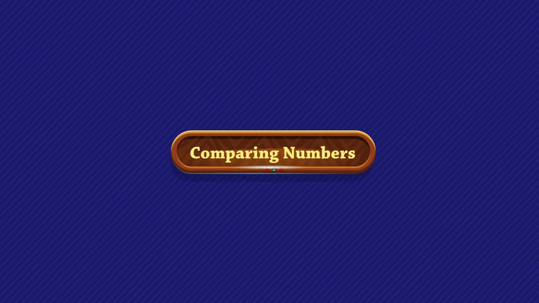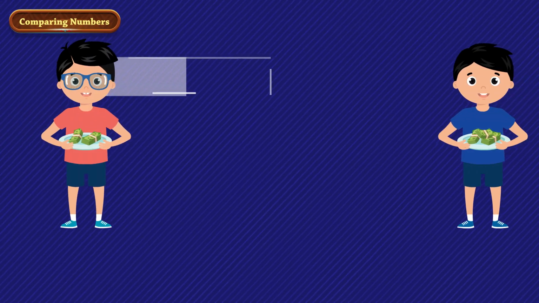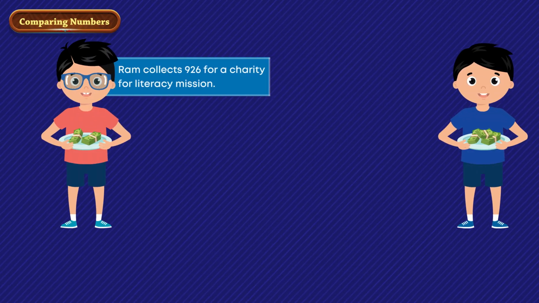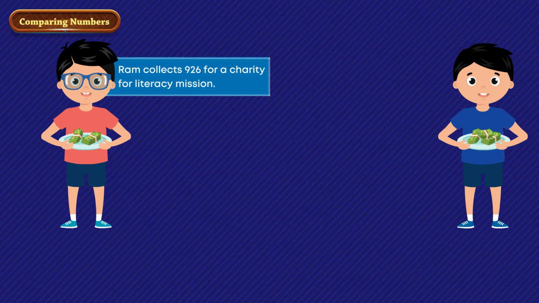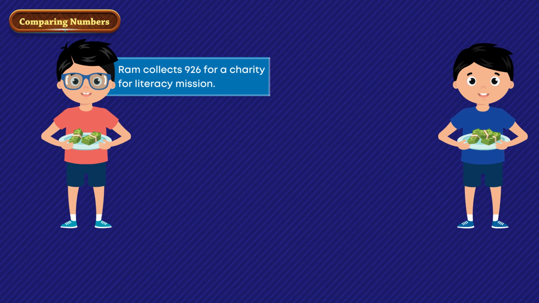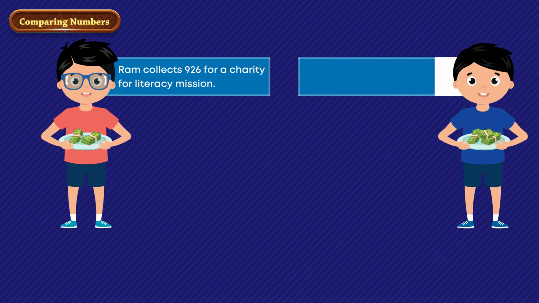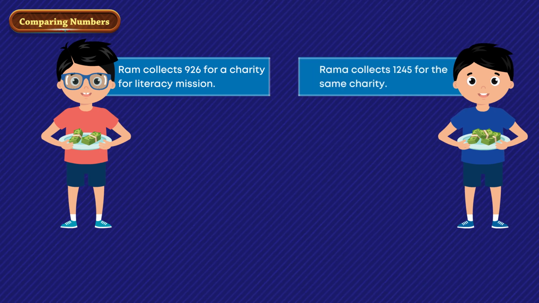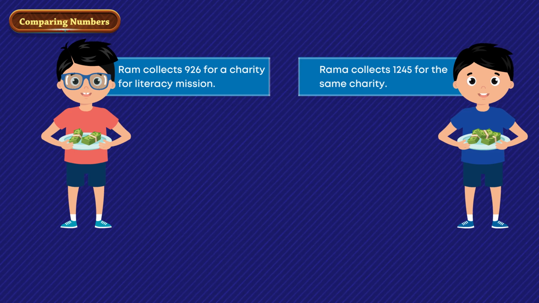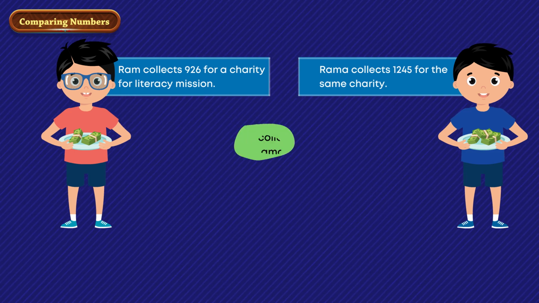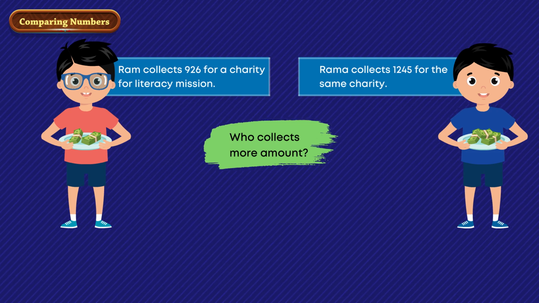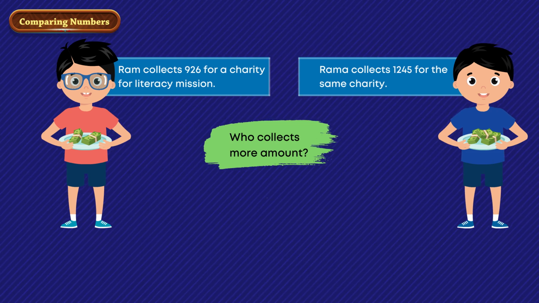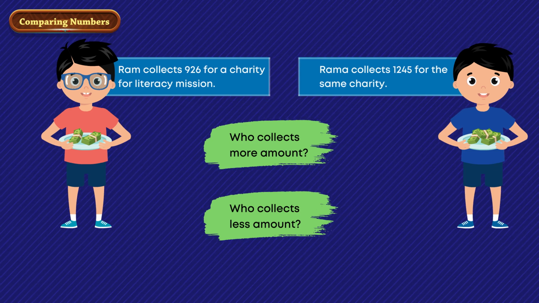Comparing numbers. Ram collects 926 rupees for a charity for literacy mission. Rama collects 1,245 rupees for the same charity. Who collects more amount? Who collects less amount?